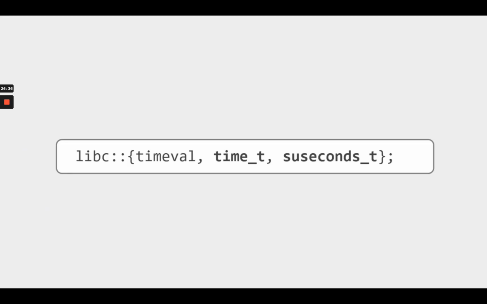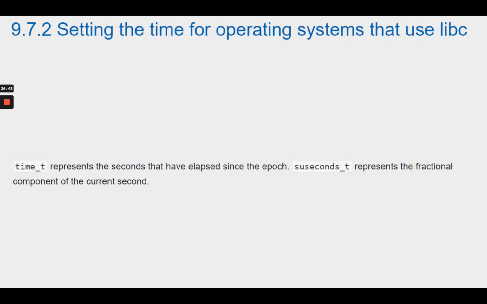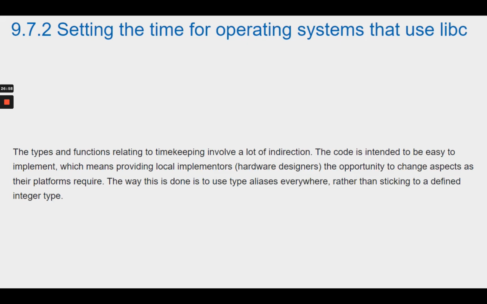On line 64 of Listing 9.8, you will encounter this line. It represents two type aliases and a struct definition. In Rust syntax, these are defined like this. time_t represents the seconds that have elapsed since the epoch. suseconds_t represents the fractional component of the current second.